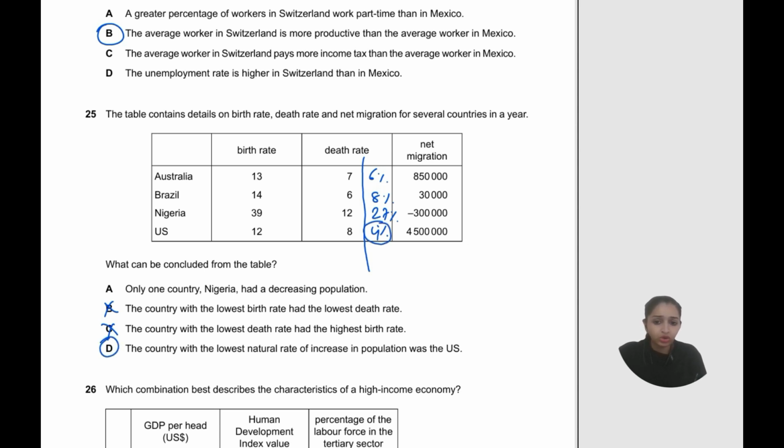But look at A. Only one country, Nigeria, had a decreasing population. Now, just let's look at this. Its net migration rate is negative. But look at the population growth rate. The natural rate of population growth is 27%. Now, this statement is a little ambiguous. It is not certain. And so we can mark this out of question. But look at this. This is certainly what we can conclude from the data. So let's go ahead with D as an option.